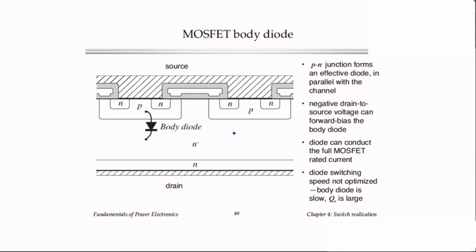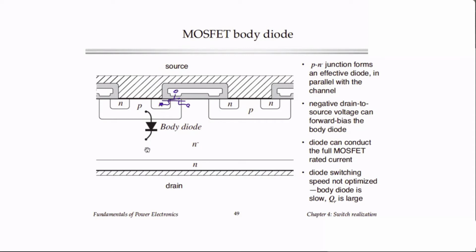Okay, the MOSFET has this body diode. The body diode actually comes from this PN junction between the substrate P material and the drain. You can see there is a PN junction there, and it's a real diode. So effectively we have our MOSFET represented by the channel, and it's in parallel with the body diode. So this is a real diode.